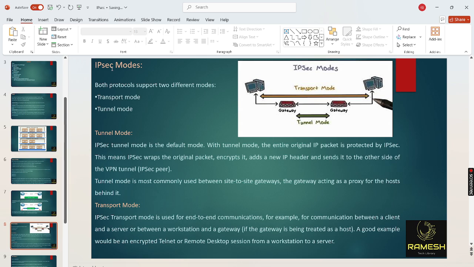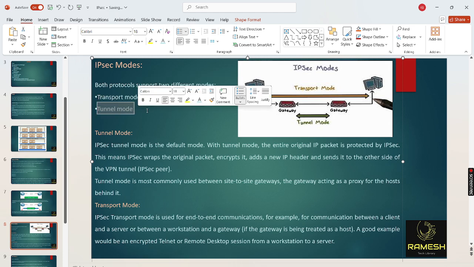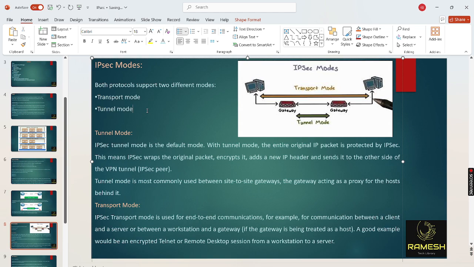In IPsec, after bringing up phase 1 and phase 2, we have two methods that we can use in the IPsec protocol. One is transparent mode, and the second one is tunnel mode. What do tunnel mode and transparent mode mean?